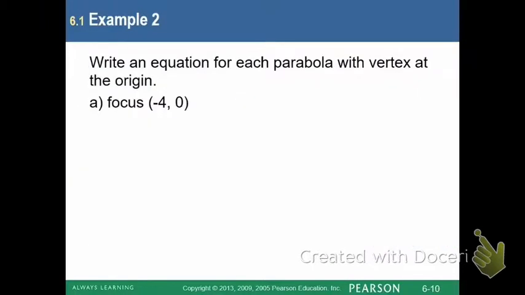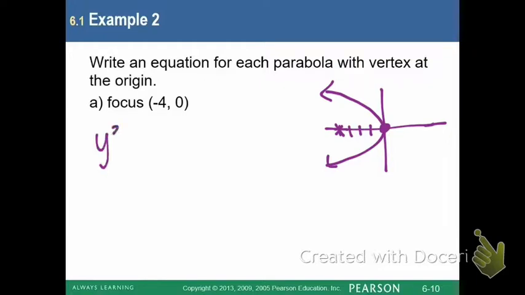Okay. So then for these last two, it says to write an equation for each parabola with the vertex at the origin. So again, it really helps me to draw a picture just so that I see what's going on here. We know the vertex is at 0, 0. For this one, they tell us the focus is at negative 4, 0. Right? I know the parabola has to open around the focus, so I know that it has to open to the left. And that tells me that my equation, my basic setup, is y squared equals 4px.